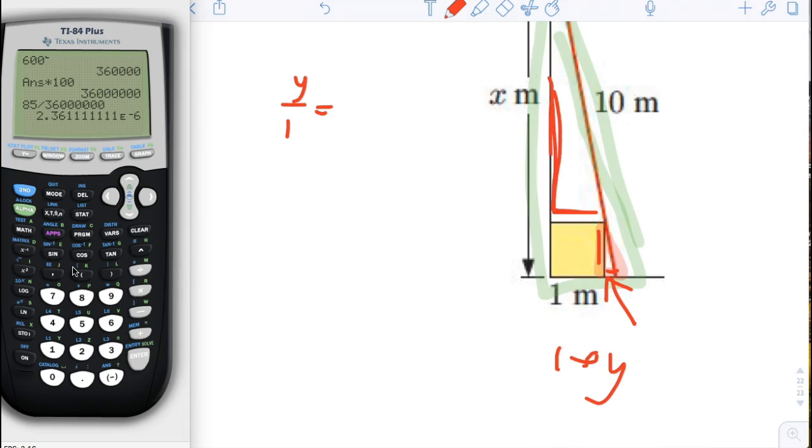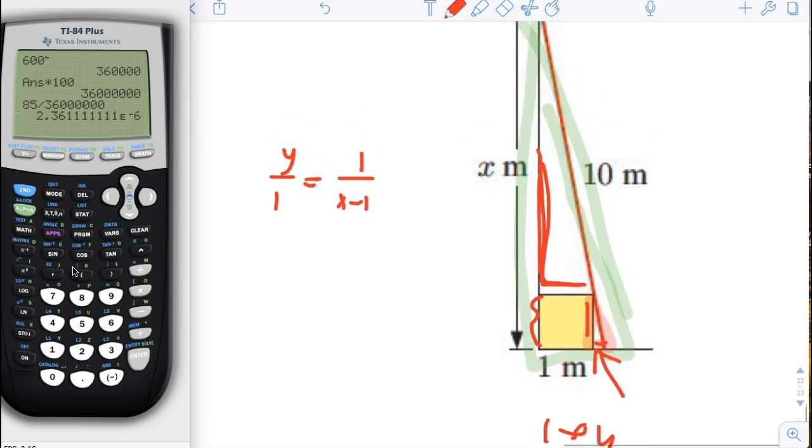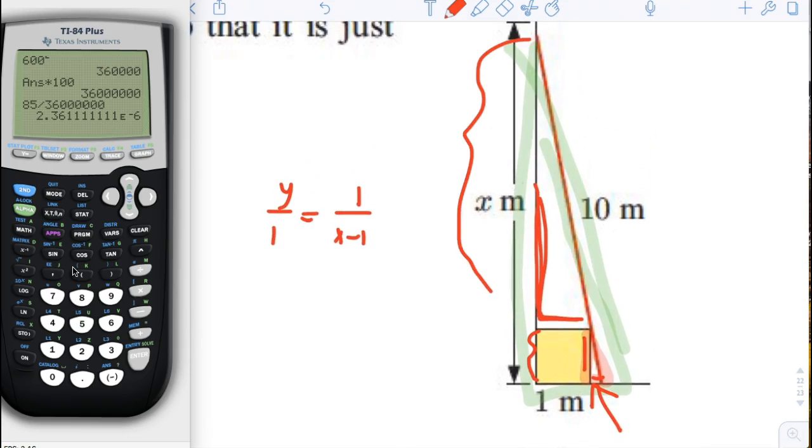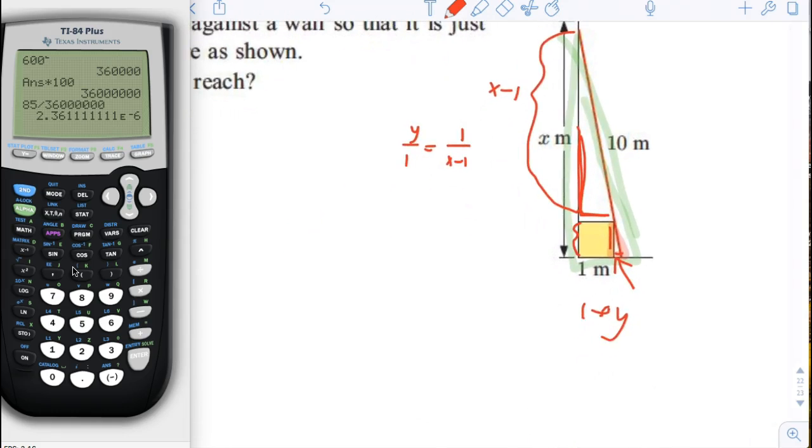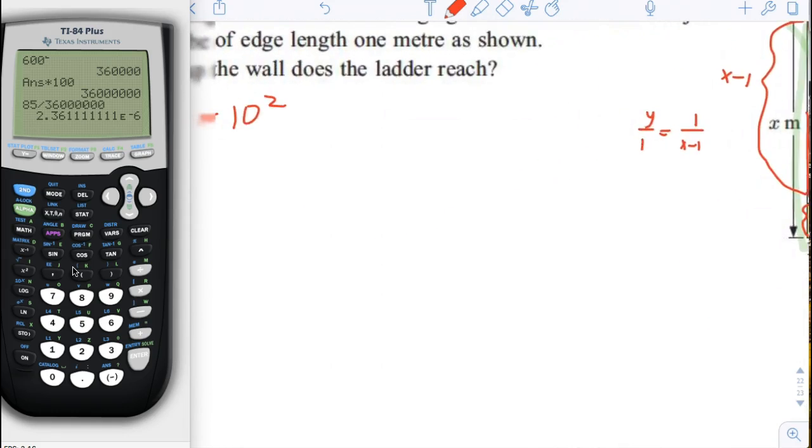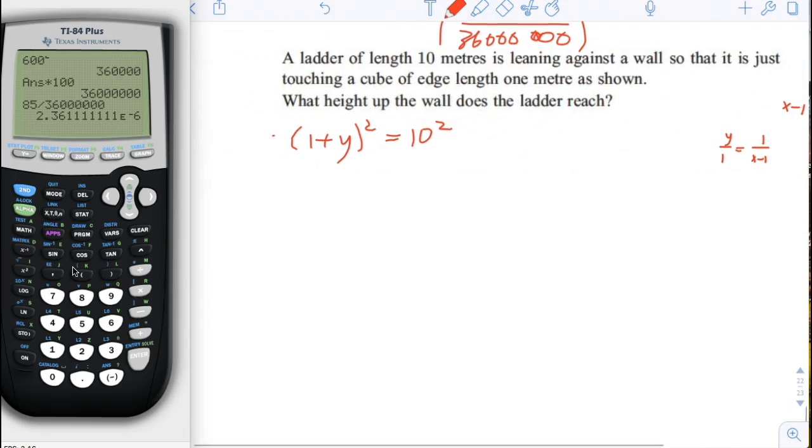I could do the same thing for this triangle. I could put the little leg on top, which is 1, and I could put the big leg on top, which is x minus 1, right? Because this length here is x minus 1. So there I've just made an equation which relates y and x, which is very handy to get rid of y here.